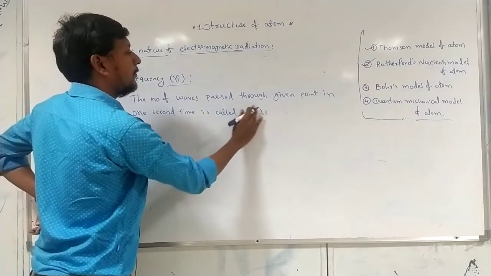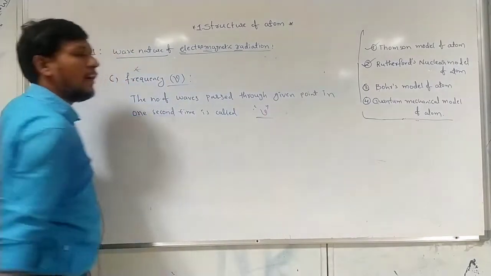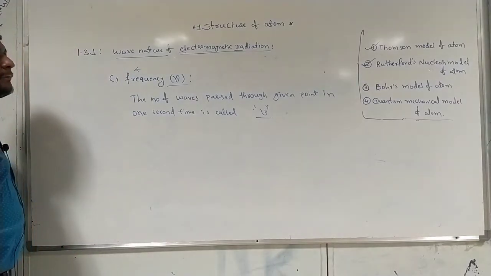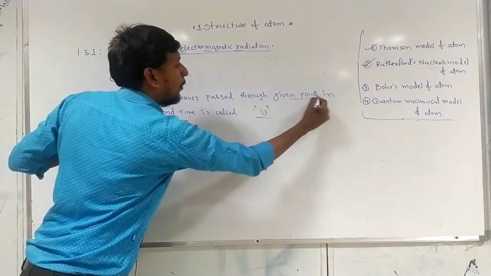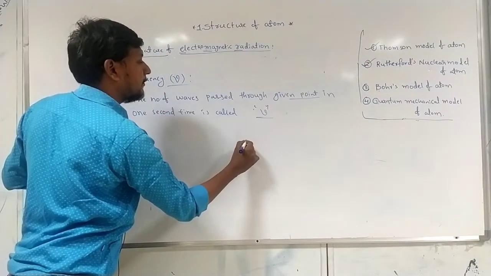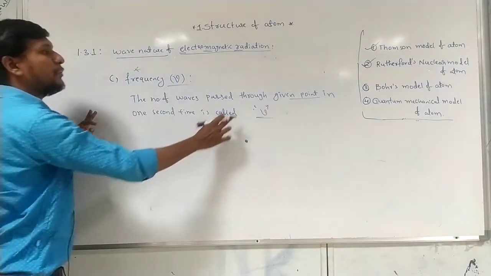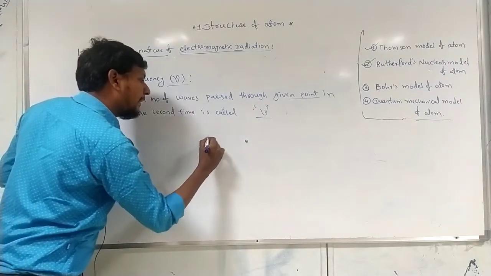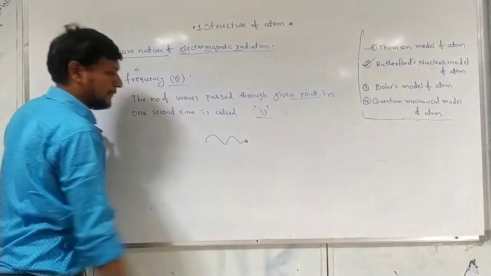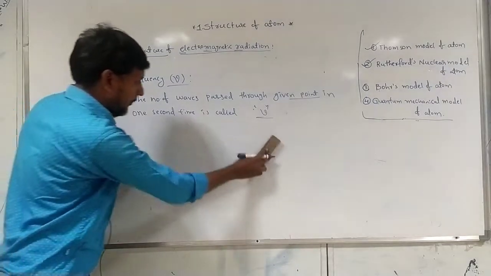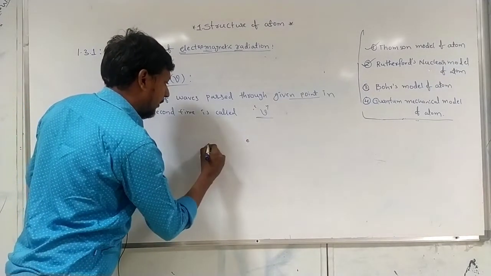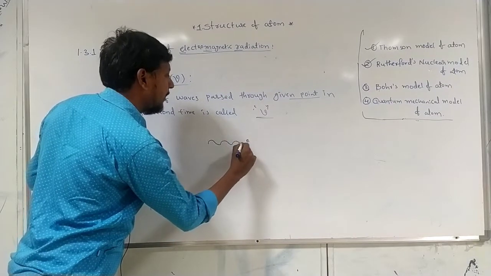Nu is called frequency. Here I am taking a given point, one point. Through this point, how many waves are passed?